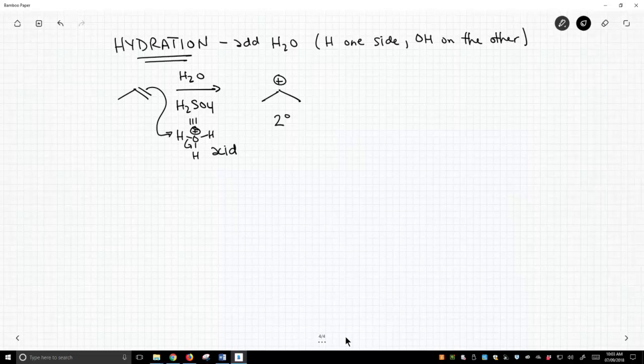Now when you do this, you have acid and water. You typically have a lot more water than acid. So even though I've shown the formation of H3O plus, there's still lots of water floating around. It's not like all the water is gone. There's still plenty of water. Water is a weak nucleophile.